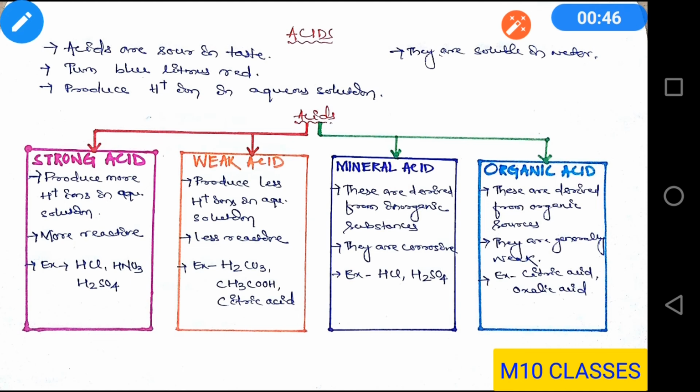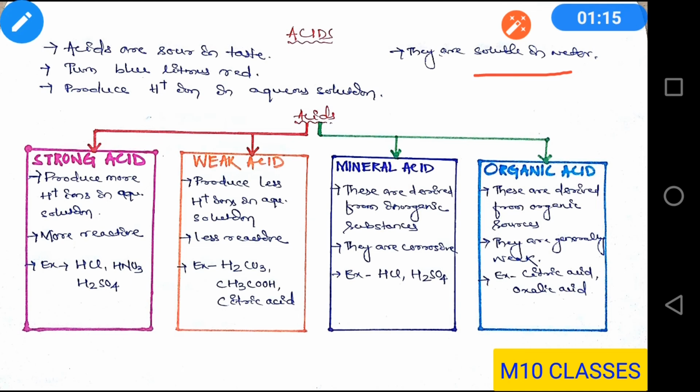Now other properties of acids are they produce H plus ion in aqueous solution, and as they produce ions in aqueous solution they conduct electricity, and they are soluble in water. This is an important property. Now acids are categorized in many ways. First of all, on strength it is categorized as strong acids and weak acids.